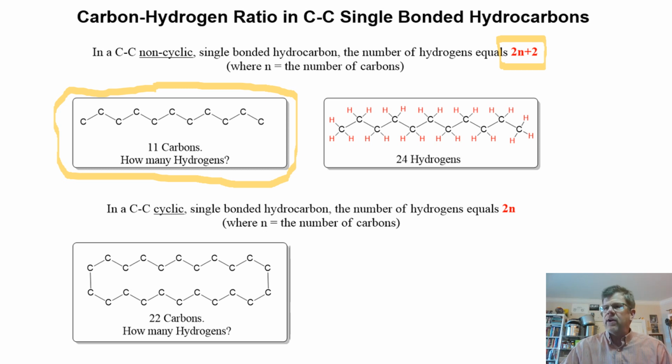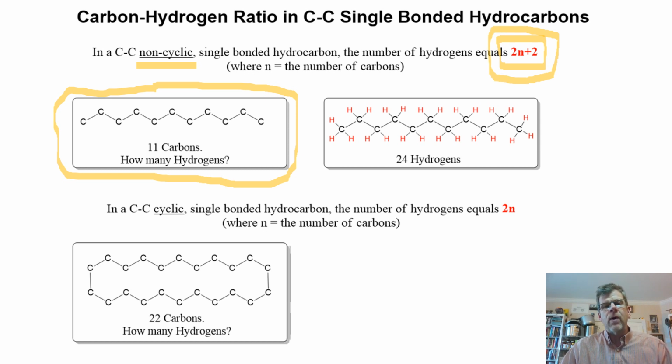A constraint here is that the carbon-carbon single-bonded species must be non-cyclic. It can't have a cycle in it at all. It can be branched, however. But as long as it is non-cyclic, we can get this 2n plus 2 expression very nicely.